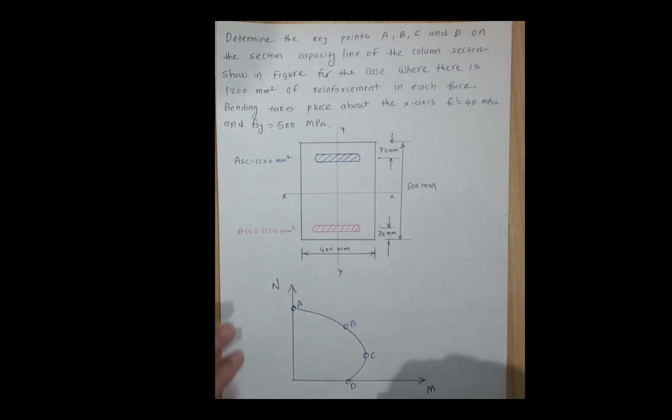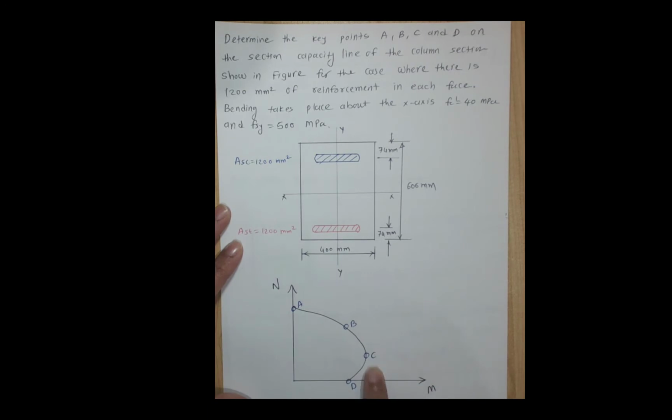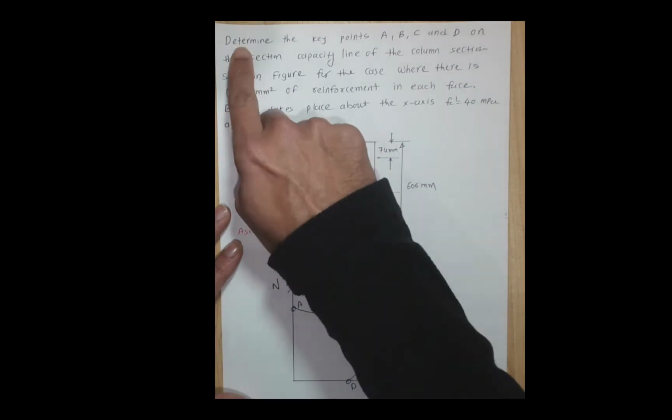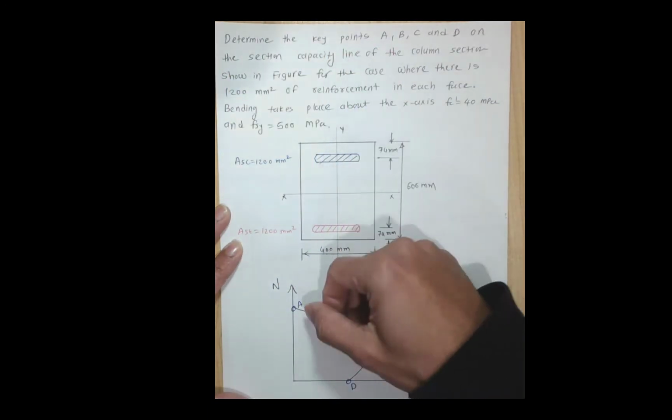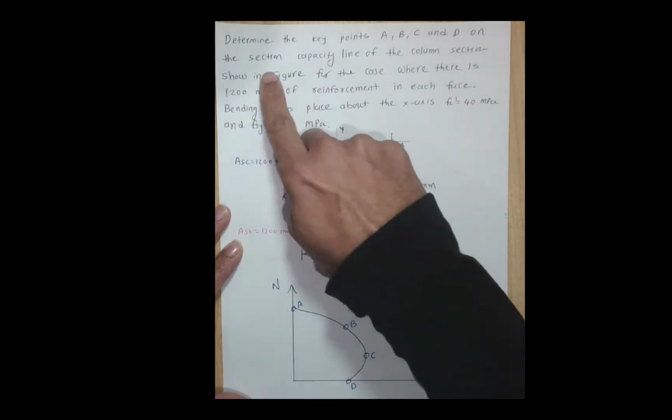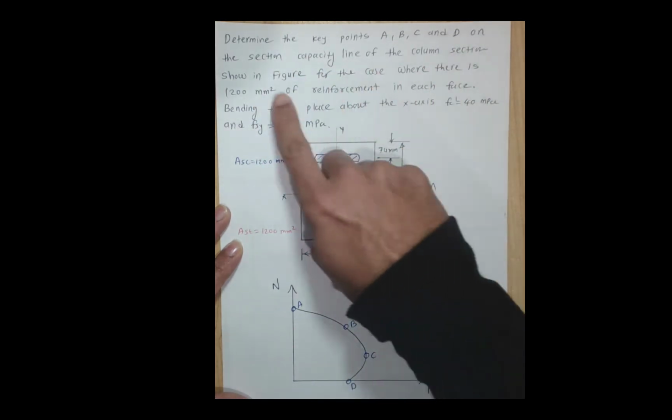This video explains an example of the column for drawing the axial load moment interaction diagram. So the question is to determine the key points A, B, C, D on a section capacity line of the column section shown in the figure.